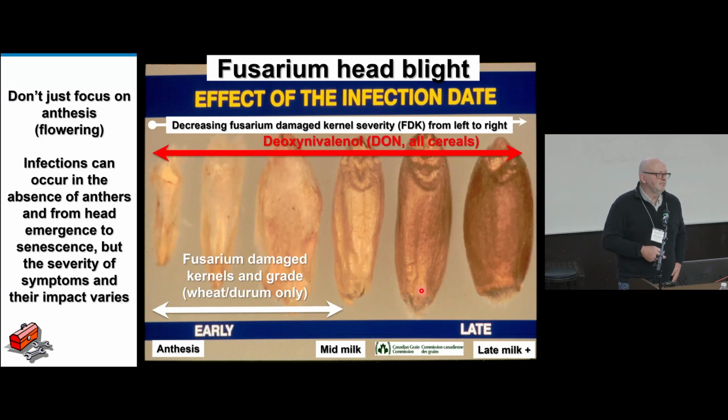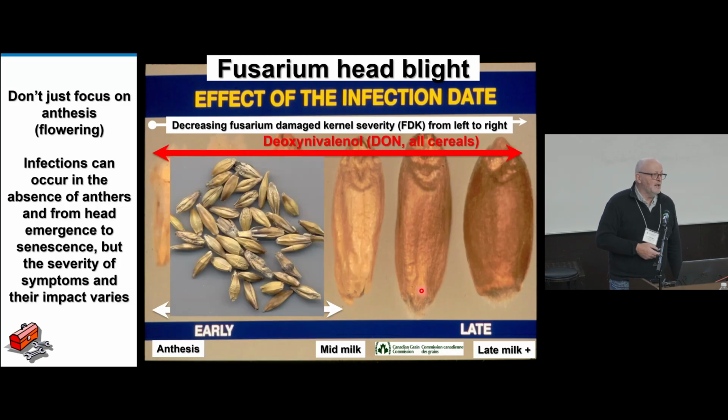So DON, basically, as soon as the infection occurs, right through to the start of senescence, that's the risk with DON. So that adds an additional difficult element in terms of managing this disease. If it was only that infection around anthesis, that would be your primary target.